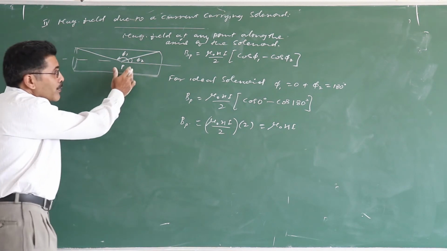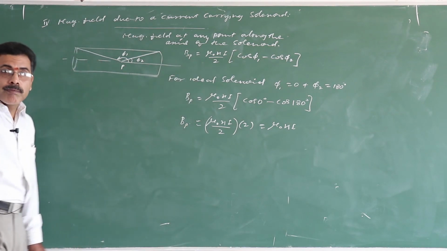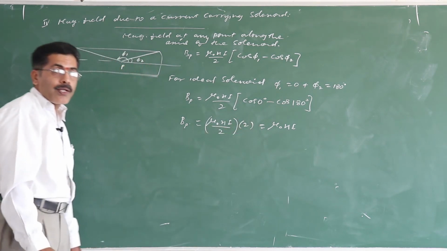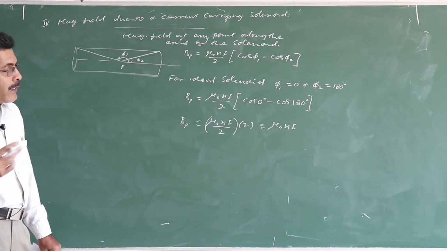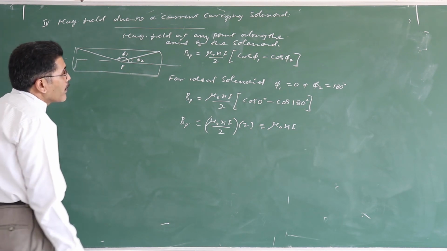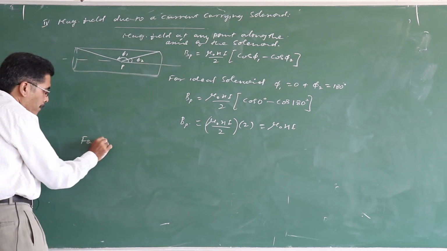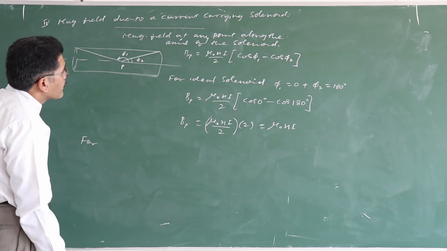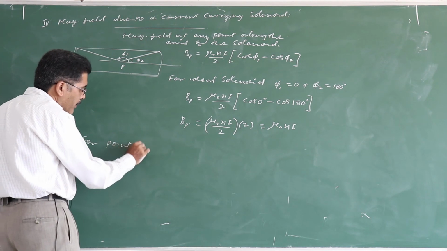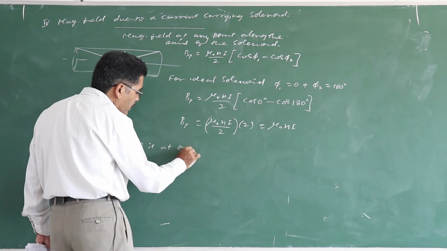This equation can be derived using Biot-Savart's law, but we came to the same conclusion using Ampere circuital law by considering an ideal solenoid. Suppose the point P is at one end of the solenoid.